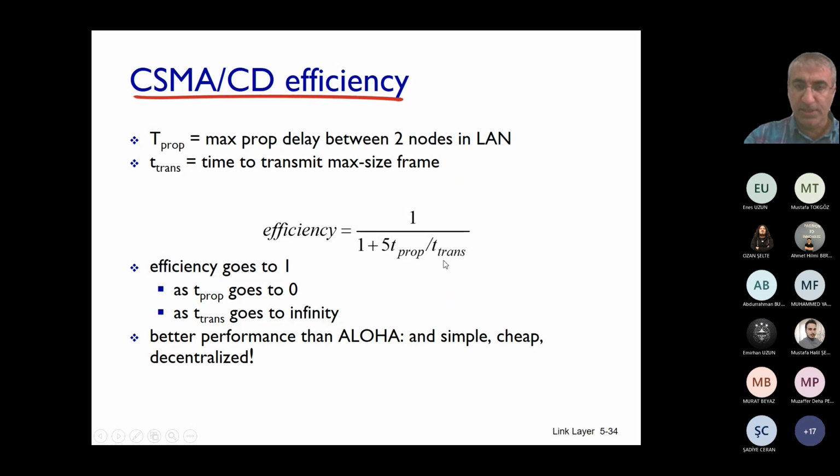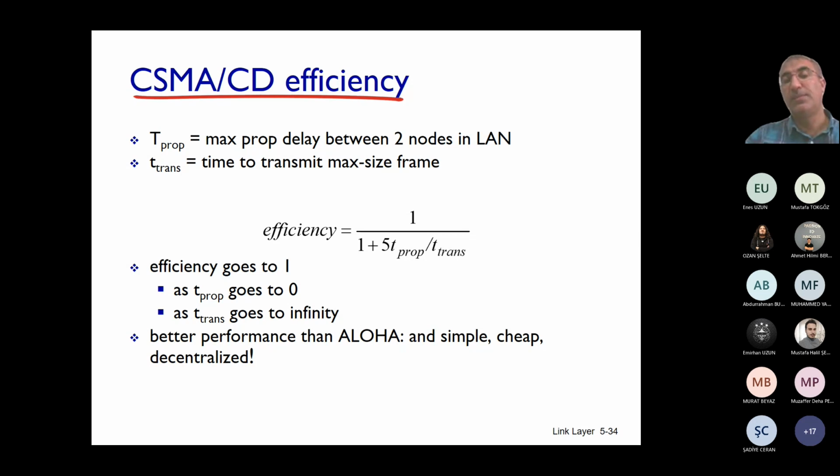Okay, let's look at this efficiency. Efficiency goes to 1 under what condition? If T propagation goes to 0, right? If T propagation becomes 0, efficiency goes to 1, meaning it goes to 100%, so you are utilizing the channel 100% of the time. And another condition: if T transmission goes to infinity, so you are allowed to transmit a large number of frames, in such a case also the efficiency goes to 100%.